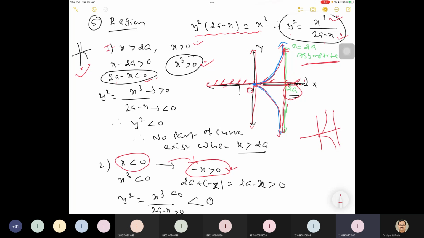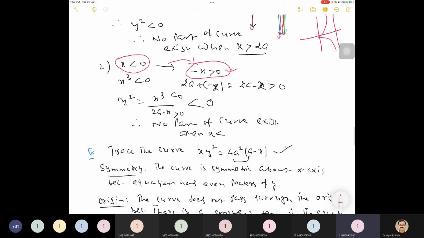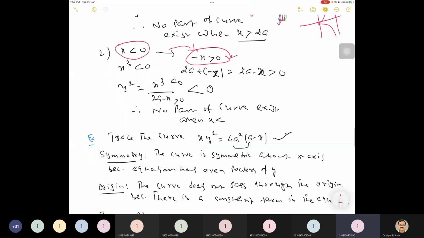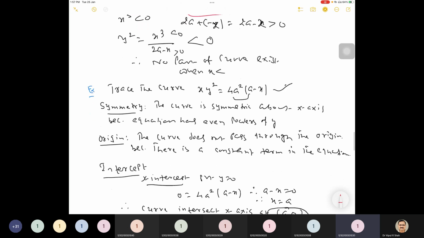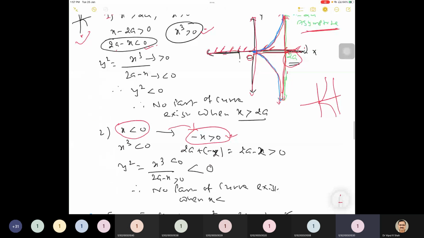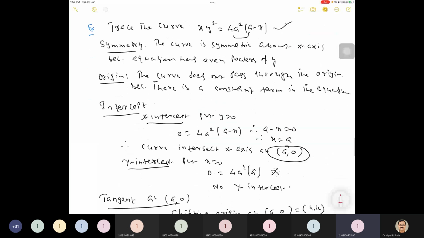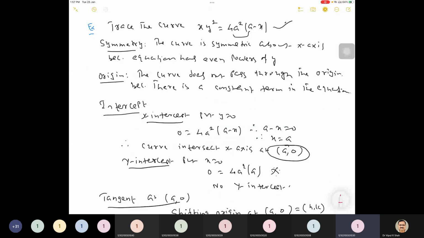Okay, everyone? I want to take one more example. Let us see. Done? Written completely? Okay. So this is the tracing of curve. This is one example. Let us take another example. Trace the curve xy square equal to 4a square into a minus x.